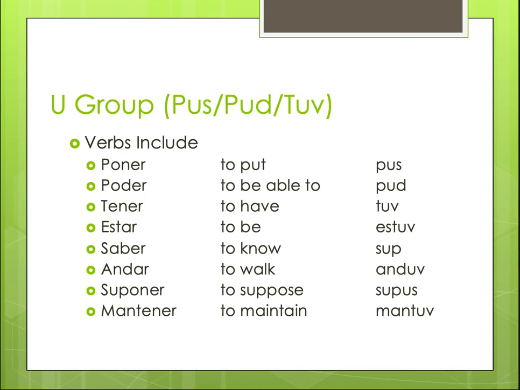Next, we've got the U group. Some of us call this the pus pud tuv group. And the verbs here are poner, the root is pus; poder, the root is pud; tener, the root is tuv; estar, the root is estuv; saber, the root is sup; andar, the root is anduv.